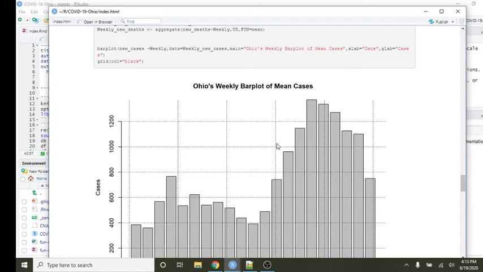Weekly average cases by week, you can see it's pretty much followed the trend line, declining after 1, 2, 3, 4, 5, 6 weeks of increase in the average number of cases per week. Now it's been declining for 4 weeks so far.